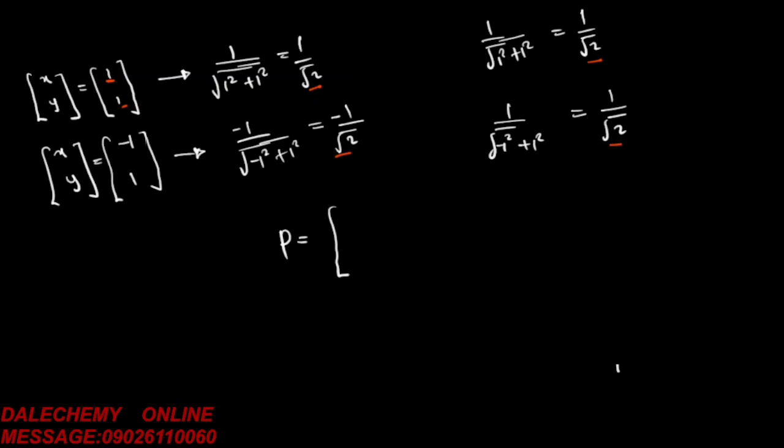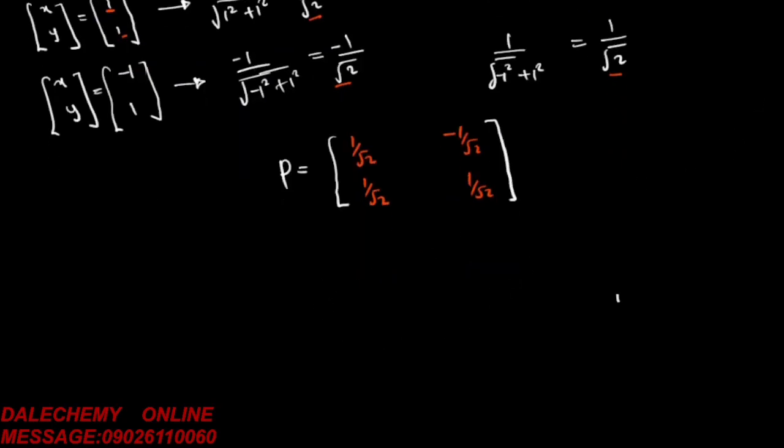Now to put them column wise, you put the first one first, which is 1 over square root of 2, and the second one 1 over square root of 2. Then you put the other one, minus 1 over square root of 2, and also 1 over square root of 2. So don't forget, the next thing to do now is to find the transpose.